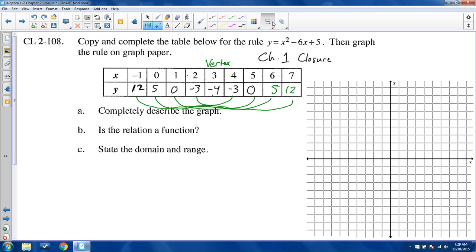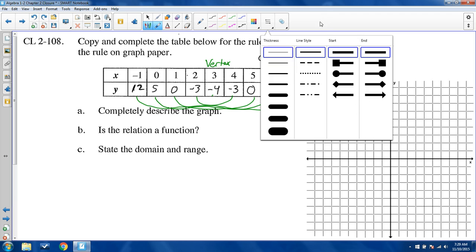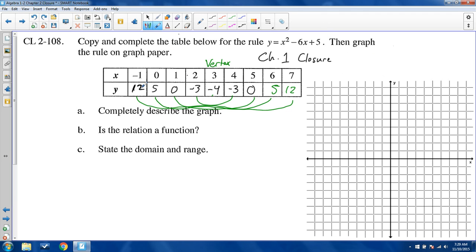So what this table means is these are points to be plotted on this graph. So let's go and do that. I'm going to start at -1, 12. And actually, this goes up here, 10, 11, 12. It kind of runs off the graph. That's okay. Here's 0, 5. Okay. 1, 0. 2, -3. 3, -4.